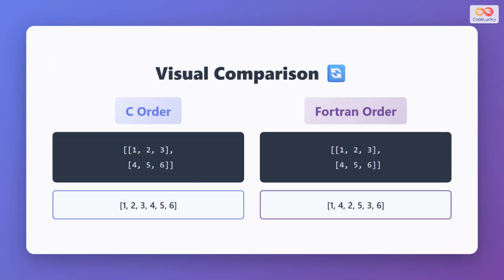Let's compare these two layouts side by side. Both start with the same two-dimensional array containing rows 1, 2, 3, and 4, 5, 6. With C order, the memory layout follows row order, 1, 2, 3, 4, 5, 6. With Fortran order, the memory layout follows column order, 1, 4, 2, 5, 3, 6. The visual representation shows that while the array looks identical in both cases, the underlying memory storage is completely different. This difference becomes critical when you're accessing array elements in loops or performing operations.